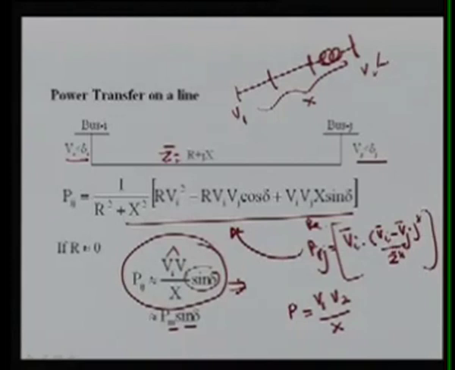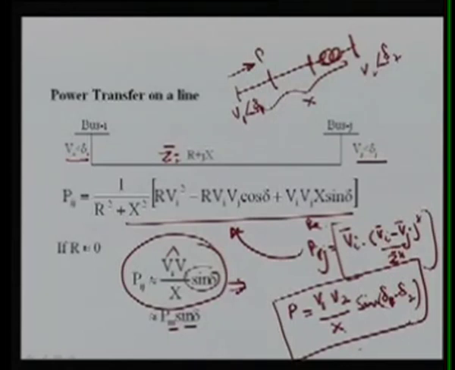The angle here is the difference between the angles of these two buses. So X is the total X, and it is sine of delta 2 minus delta 1, or delta 1 minus delta 2, depending on the direction. If you are calculating the power flowing in this direction, it is delta 1 minus delta 2, as I explained in previous lectures, because real power flows from higher angle to lower angle. This expression is equally valid when R is very, very small and can be taken as 0.